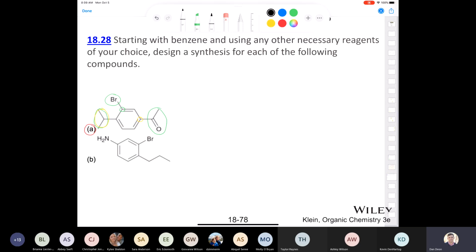And with that in mind, let's start our synthesis. We're going to start with benzene as our starting material.